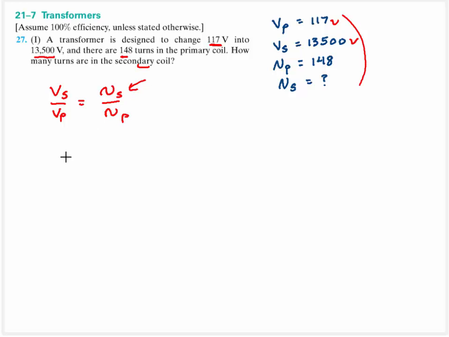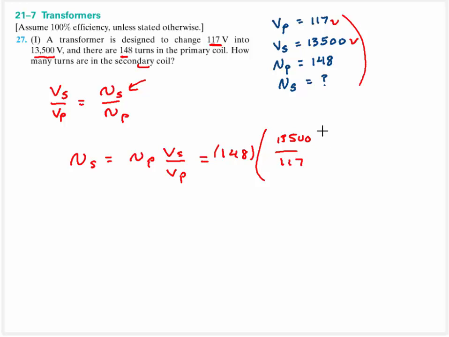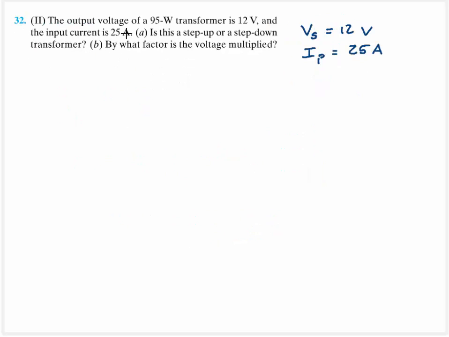So this is what I'm interested in, so a little bit of algebra later tells me that the number of turns in the secondary is going to be equal to the number of turns in the primary, and then the ratio of the voltage in the secondary to the voltage in the primary. So 148 multiplied by the voltage in the secondary, 13,500, divided by 117. So the number of turns in the secondary is going to work out to be 17,077 turns.